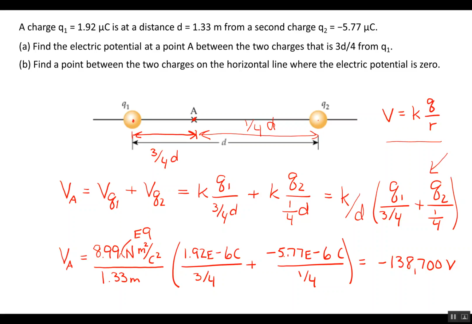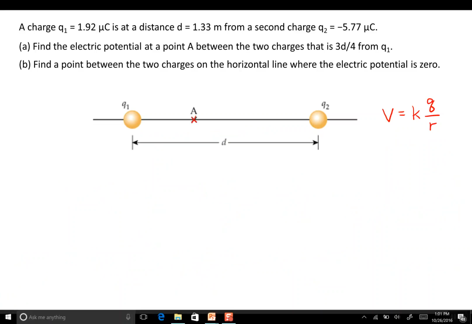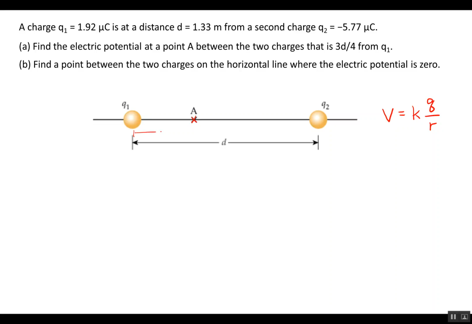Part B says, find the point between the two charges on the horizontal line where the electric potential is 0. This requires a completely different setup, so let's start fresh. Now we're looking for the location of a point. We can call it A again, and it's some distance X to the right of Q1. If the total distance between Q1 and Q2 is D, then the distance from Q2 to A must be D minus X. So we're looking for a scenario where the total voltage at A is 0.